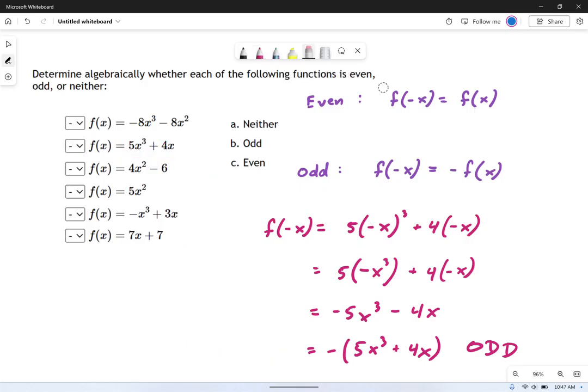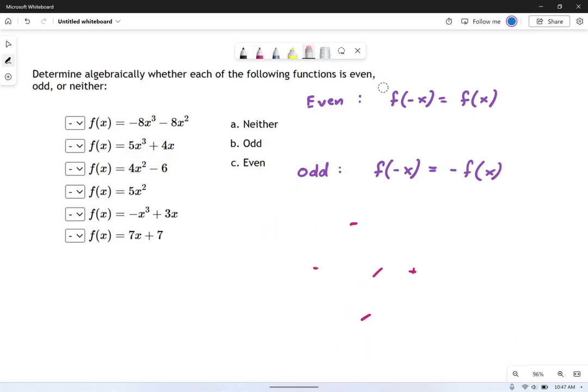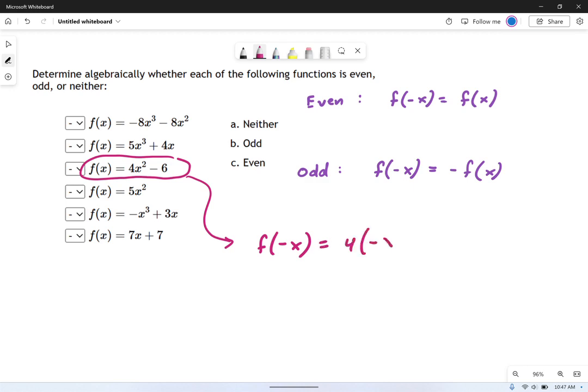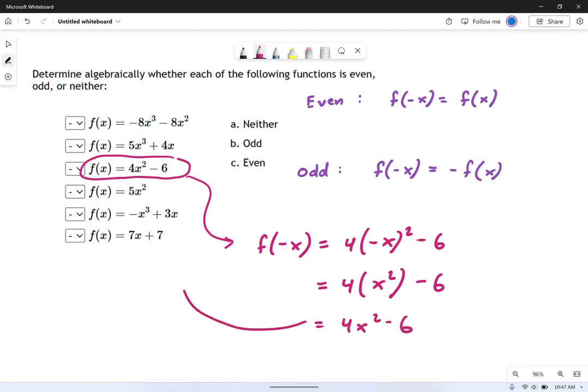Now I'm going to erase this, and I'm going to show you an even function and how that plays out to be exactly the same. It may seem weird that you can plug in a negative and nothing changes, but let's try this guy right here. Okay. F of negative x equals 4 times negative x squared minus 6. So what happens when you square a negative? Well, it becomes a positive, right? So now we have 4 times x squared minus 6, which if you distribute the 4, just becomes 4x squared minus 6. And if you compare that to the original, it is exactly the same. So this one we call even.